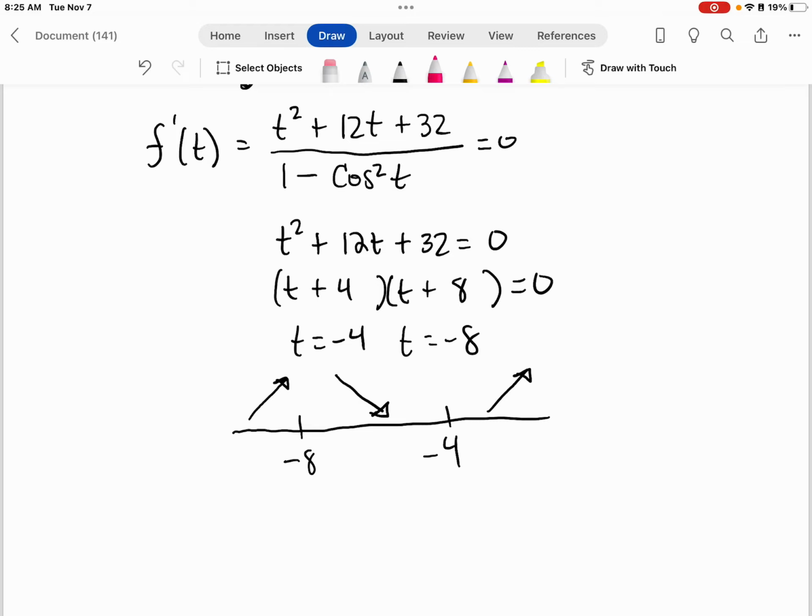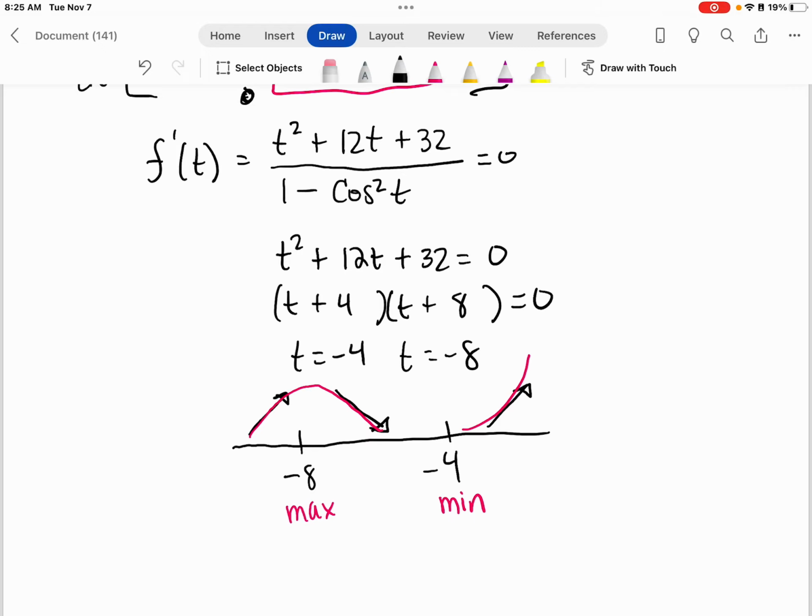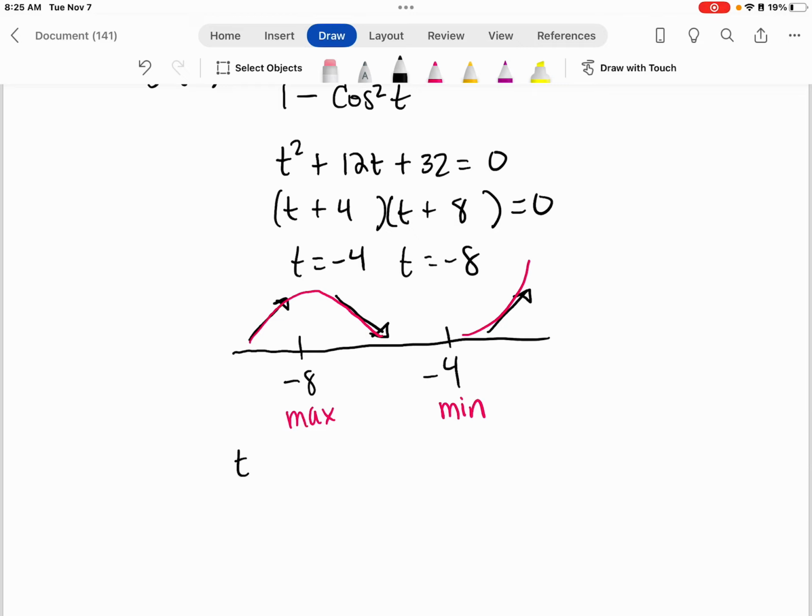Now, when I look at this, I picture, because it's increasing and then it's decreasing here, and then it's increasing here, that means -4 is going to be a minimum because it's decreasing on one side and increasing on the other. And for -8, since it's increasing on one side and decreasing on the other, this is going to be a max. So for the final answer, I would say that t is equal to -8 is a local max.